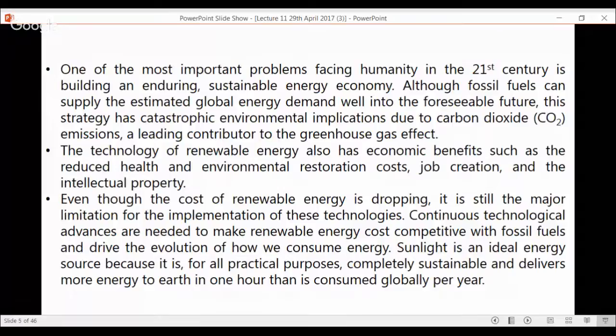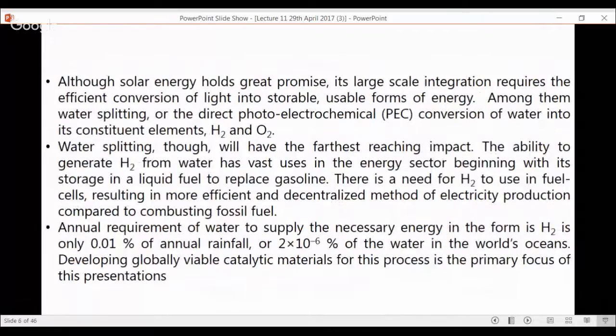Sunlight is completely sustainable and delivers more energy to earth in 1 hour than is consumed globally per year. So essentially, if I were to harness 1 hour of the solar radiation completely, it will give me the energy required for 1 full year on earth. This is only to show you the magnitude of the problem that we are facing. Although solar energy holds great promise, its large-scale integration requires efficient conversion of light into storable, usable forms of energy.